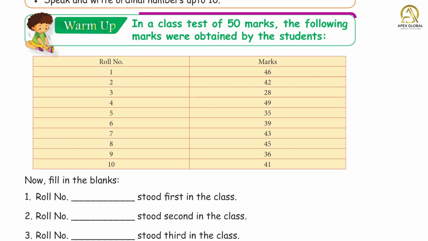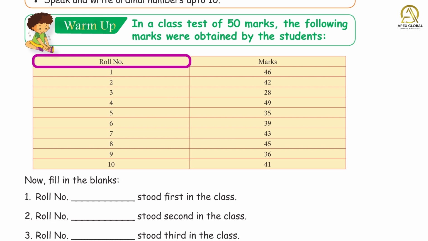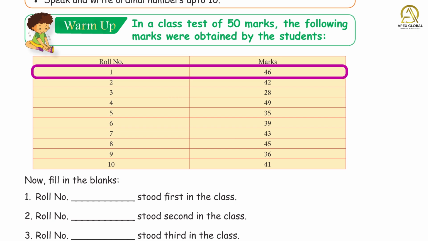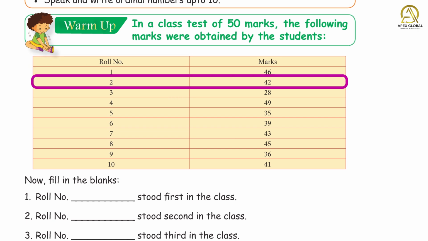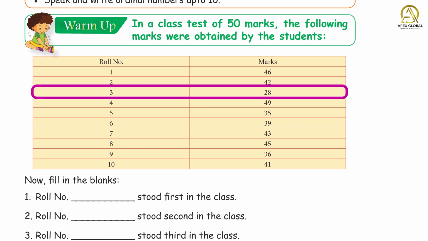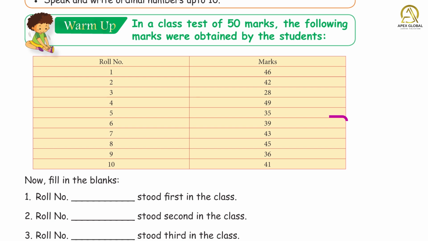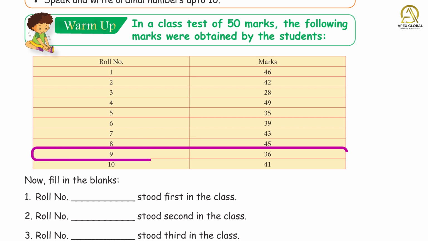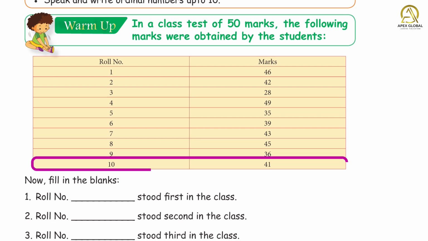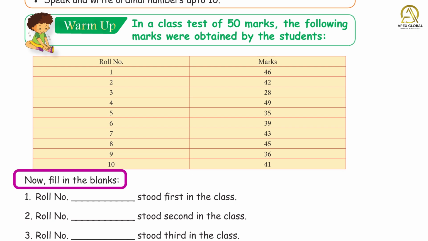Warm up. In a class test of 50 marks, the following marks were obtained by the students. Roll number: marks. 1: 46, 2: 42, 3: 28, 4: 49, 5: 35, 6: 39, 7: 43, 8: 45, 9: 36, 10: 41. Now fill in the blanks.